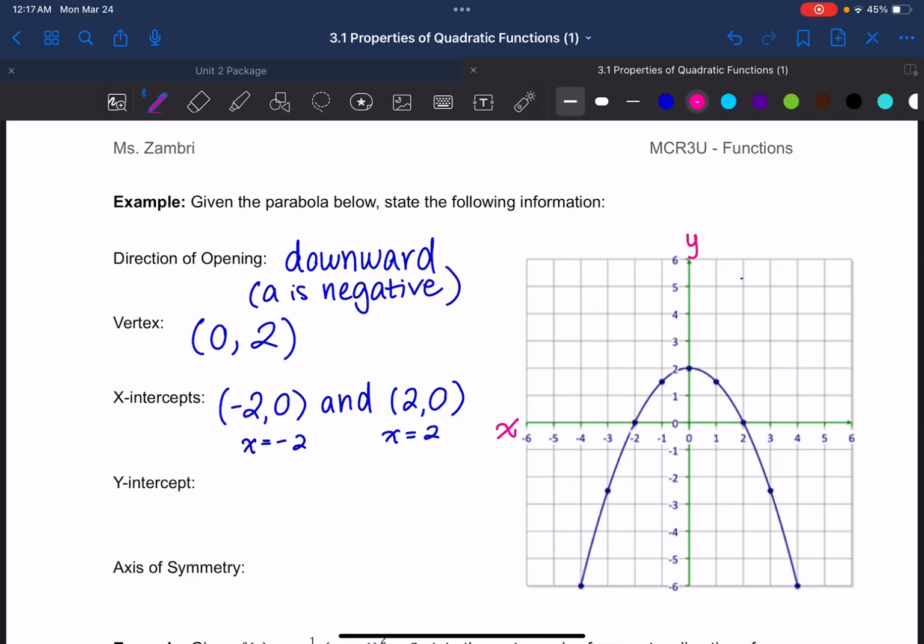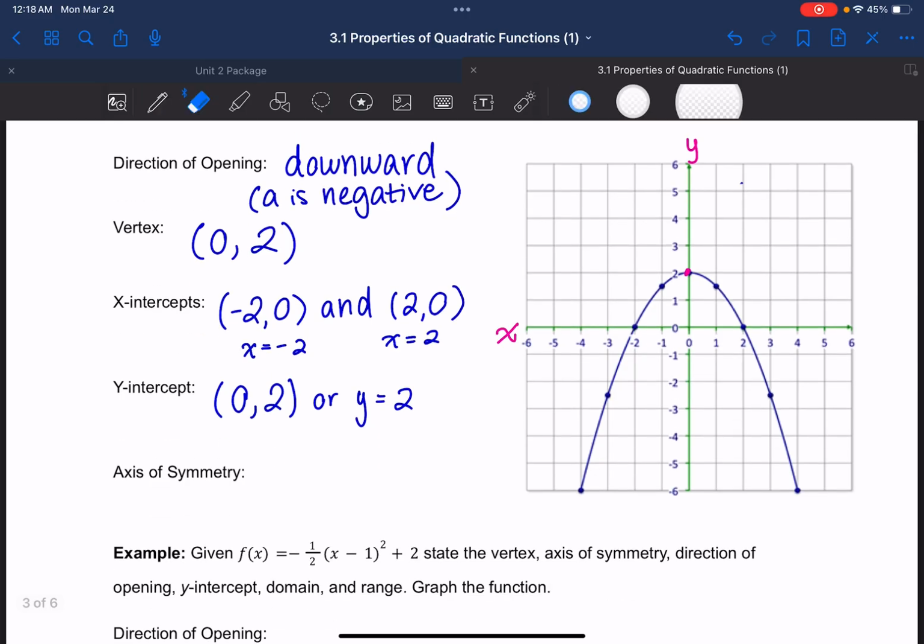Y-intercept, we're looking at where it is crossing this vertical green line, which seems to be where our vertex is, at 2. So again, we can state it as a coordinate point, which would be (0, 2). Or you can just say when y equals 2. That's fine.